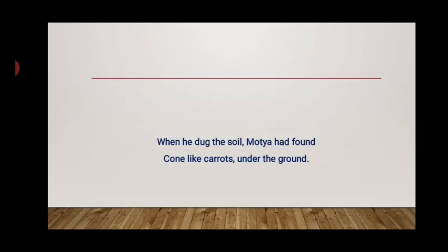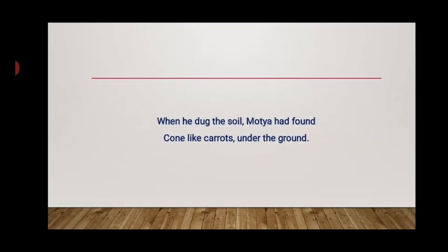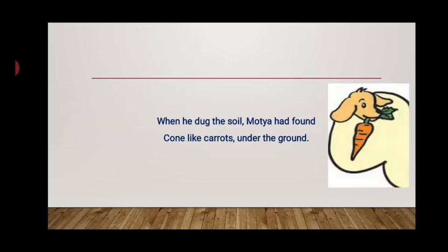Next stanza: when he dug the soil, Motya had found cone-like carrots under the ground. Now who is Motya? Motya is a dog. What did he do? He dug the soil and he found carrots under the ground. And the shape of the carrot is like a cone. You can see the picture of a carrot over here. It has the shape of a cone.